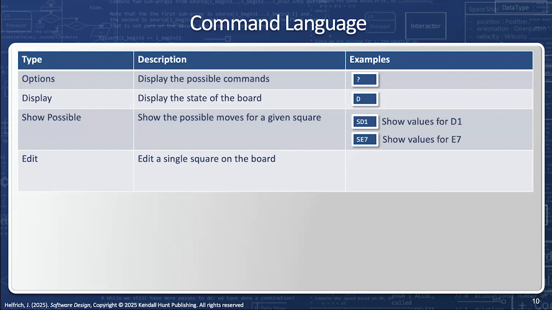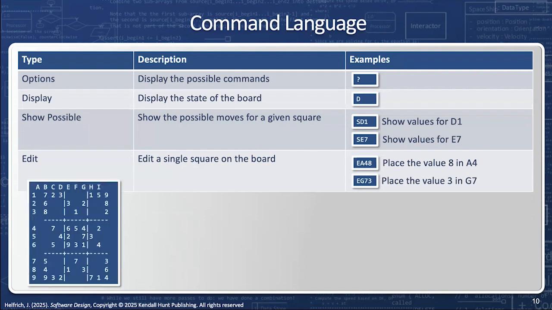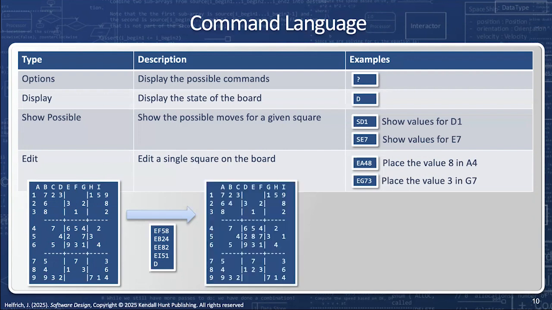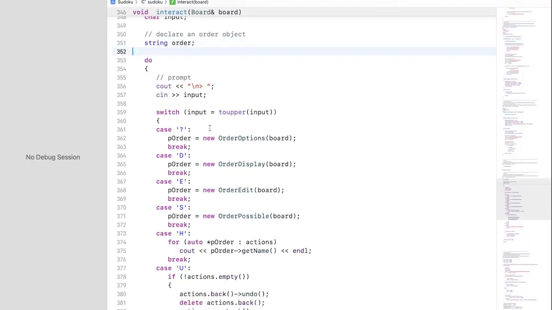Now, the last type of order is to edit a square, and I need to represent which order it is with the letter E. I need to show the coordinates of which square I'm editing, as well as the value I'm going to plop into there. So for an example, E, A4, 8 is going to place the value 8 in A4. And then E, G7, 3 will place the value 3 in G7. So let's say, for an example, I have a Sudoku board that looks like this, and then I execute these 5 different orders, which is I'm going to place 4 values, then say display, then my new board will look like this. Let's do the easy stuff first.